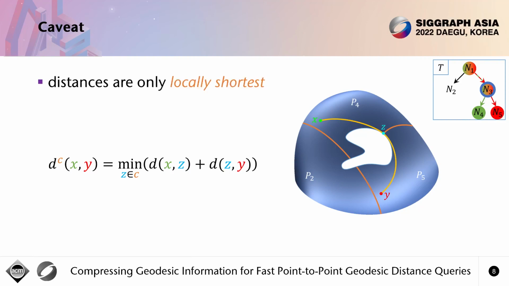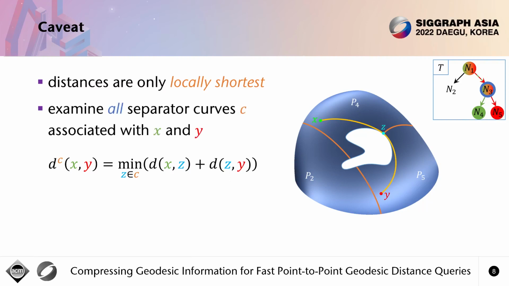It's only a locally shortest path, because distances are only computed within the current patch, so here within the patch P3. Now, a solution to this problem is to simply examine all separator curves that are associated with both vertices x and y. Because if we do this in this example, you can see that we also examine all the separator curves belonging to the root node n1. That's also on the path from n4 to the root and from n5 to the root. And then if we solve the optimization problem for the corresponding separator curve, then we indeed find the length of the globally shortest path.